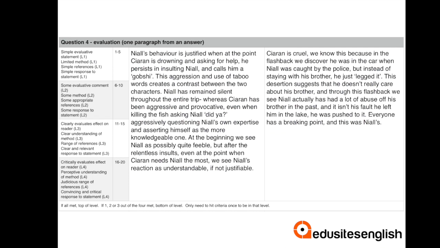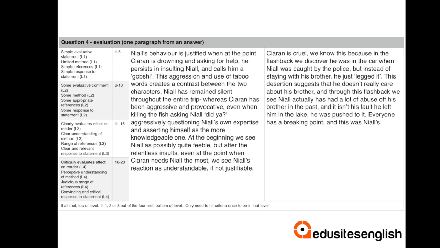The first one: Niall's behaviour is justified when at the point Kieran is drowning and asking for help, he persists in insulting Niall and calls him a gobshite. This aggression and use of taboo words creates a contrast between the 2 characters. Niall has remained silent throughout the entire trip, whereas Kieran has been aggressive and provocative, even when killing the fish, asking Niall, "Did ya?"